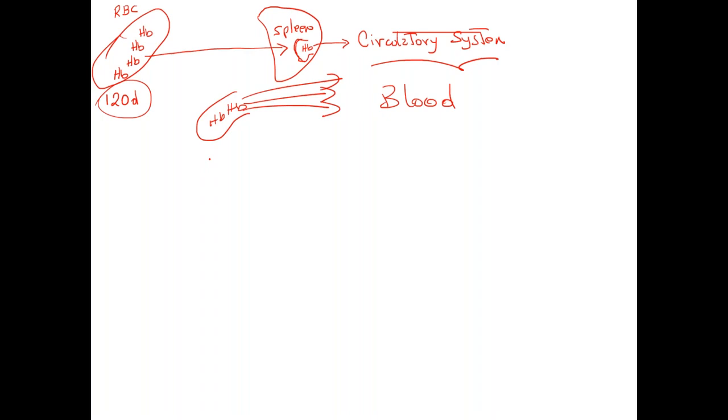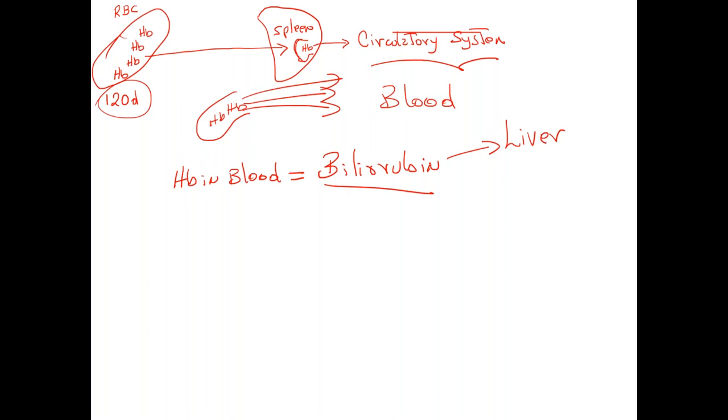Now we have the hemoglobin in blood, and what happens with the hemoglobin? In the blood it is going to be turned into bilirubin. Okay, so hemoglobin is transformed in the circulatory system into bilirubin. Okay, so when you have this bilirubin, it needs to go to the liver. And what is the liver doing? The liver is taking the bilirubin from the bloodstream, and it is going to send it into the bile, in the gallbladder.